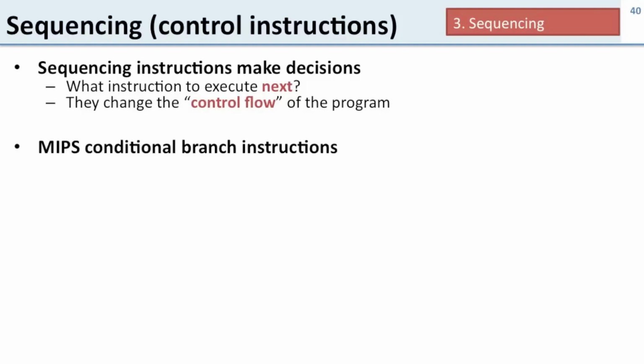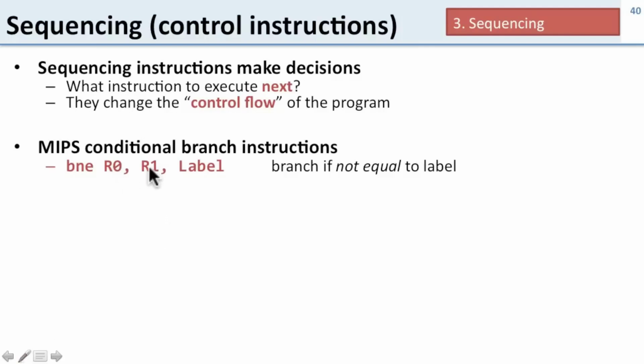So MIPS has two conditional branch instructions, and they are BNE, or branch not equal. This instruction is going to say that if register 0 and register 1 are not equal, then the next instruction goes to this label address. If they are equal, then the next instruction just goes on to the next instruction. And there's also branch equal, which branches if they are equal. So here, if R3 and R4 are the same, then we go to the label instruction next, otherwise we go on to the instruction after this.